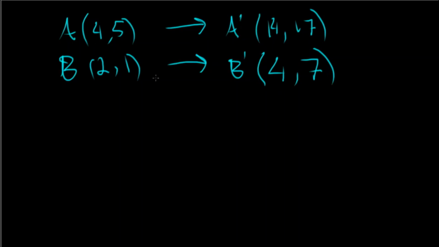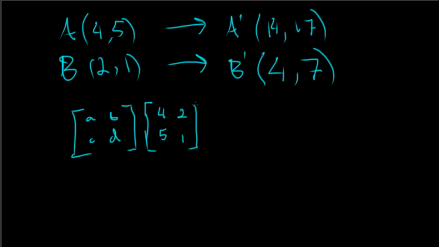All right, we're going to use a corollary of the matrix basis theorem, but what we need is a matrix A, B, C, D. Take a second to try to figure this out, by the way. We need a matrix A, B, C, D that takes 4, 5, 2, 1, messing up all over the place here, and takes that to 14, 17, 4, 7.